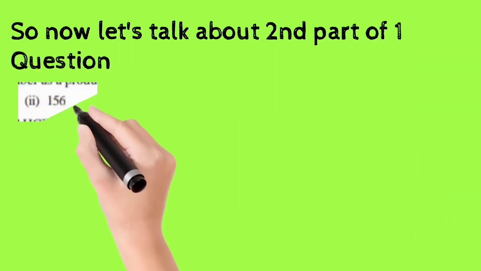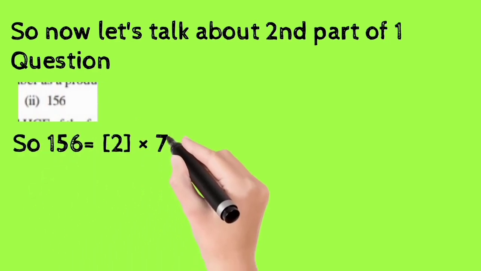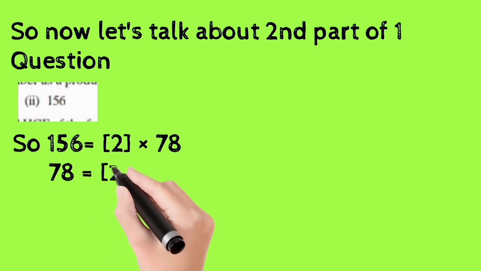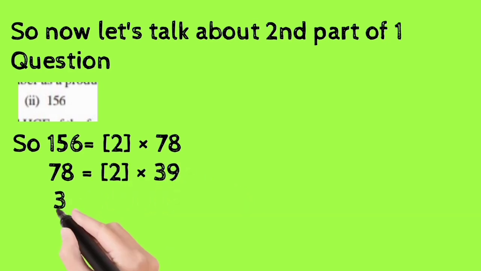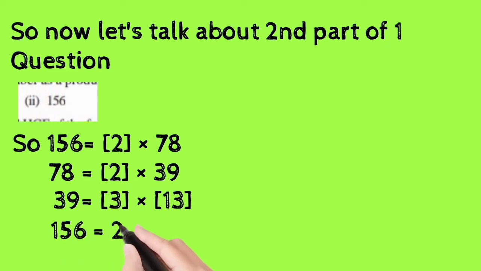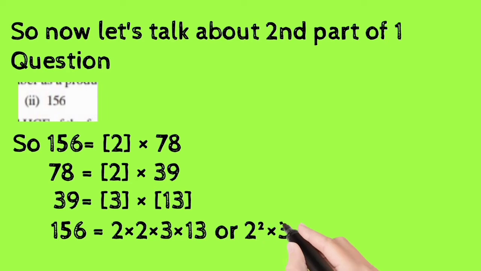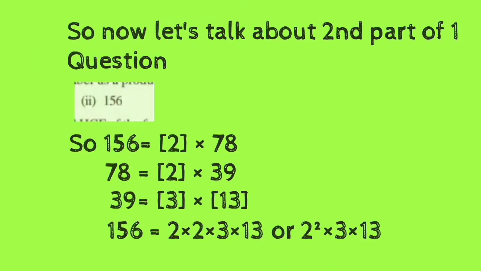Which is 156. So 156 is equal to 2 into 78. 78 is equal to 2 into 39. 39 is equal to 3 into 13. So 156 is equal to 2 into 2 into 3 into 13, or 2 square into 3 into 13.